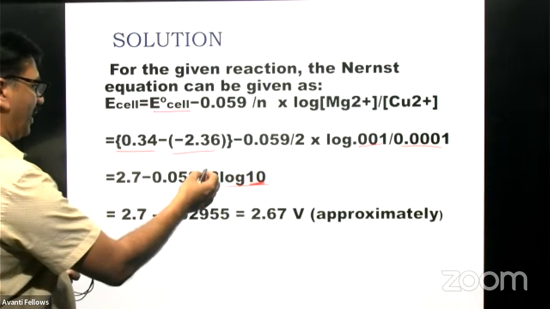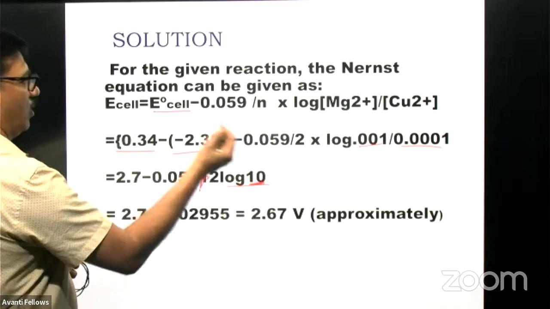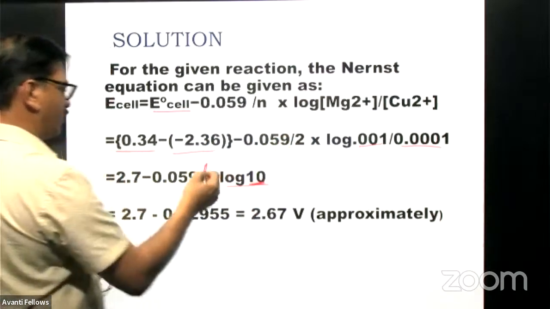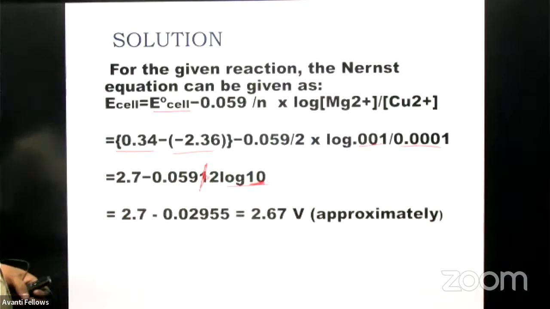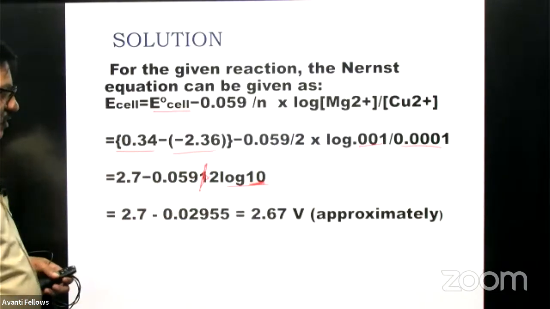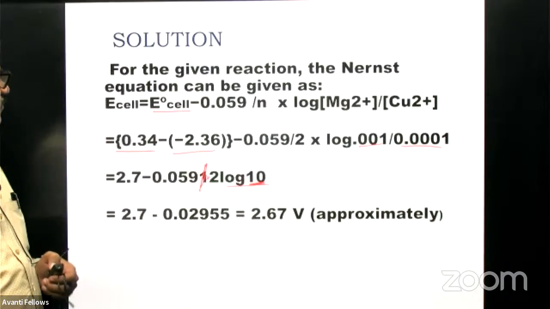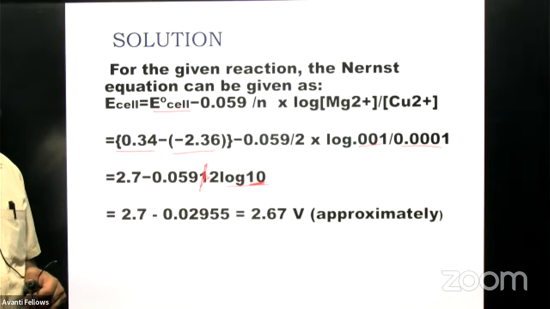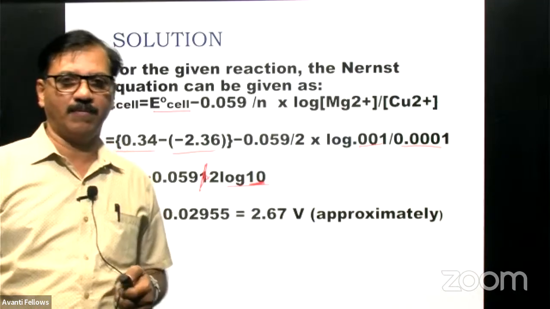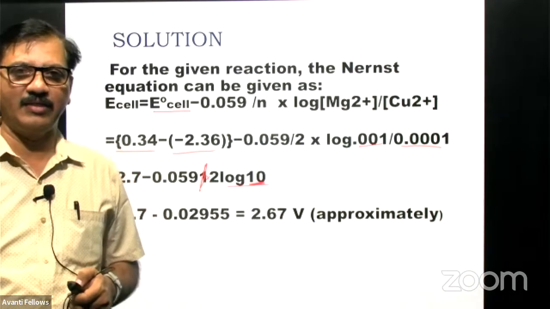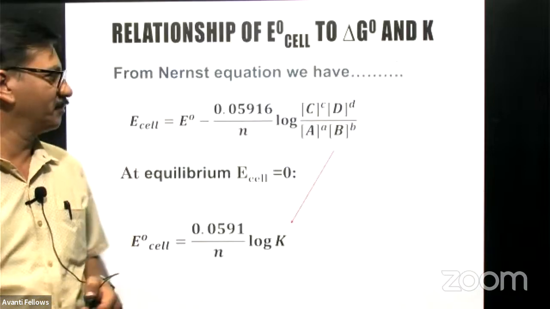Therefore, it should be divided by 2. 0.059 divided by 2, it's not 1, divided by 2, right? So this is 2.67, the answer. So this is how we are able to find the electrode potential in a non-standard condition by using the Nernst equation.